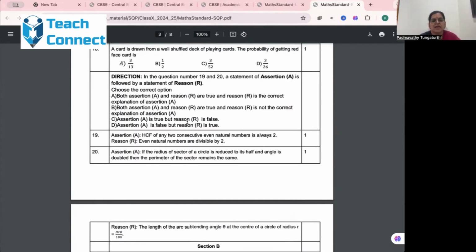Here we see both assertion and reasoning are true, but the reason is not the correct explanation for having 2 as the HCF. That's how option B, both assertion A and reason R are true, but R is not the correct explanation of A. This is what I see for this question 19.